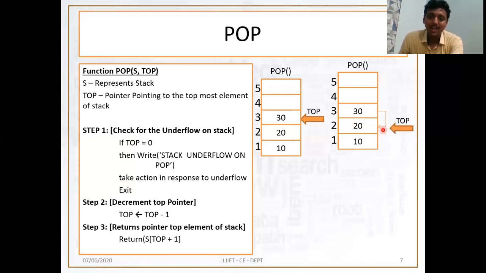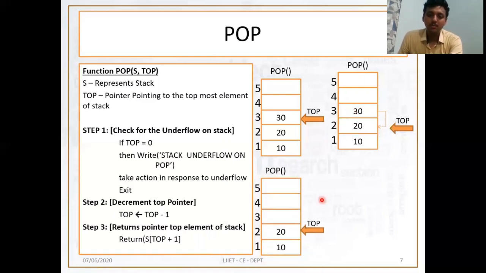See, what is S of top? S of top is 20. What is top? Top is at 2. Top is an index. S of top shows the value. The top is situated at 2, and the S of top value is 20. Now, what I need to remove is 30. So I need to return S of top plus 1. Fine. So I'll get 30 as the returned answer.